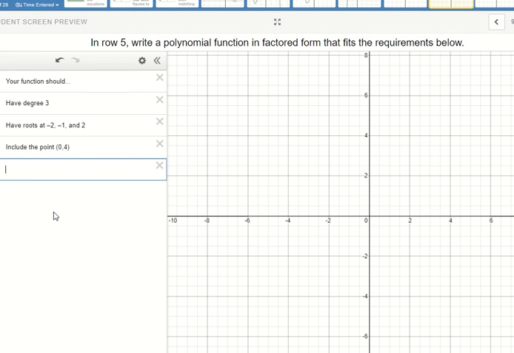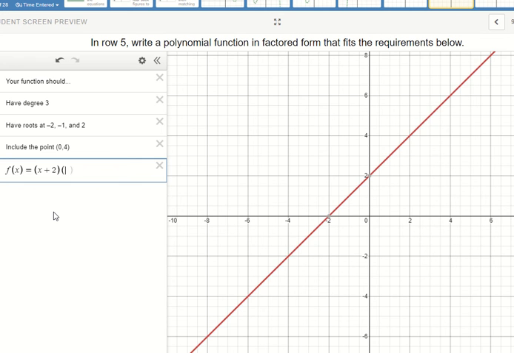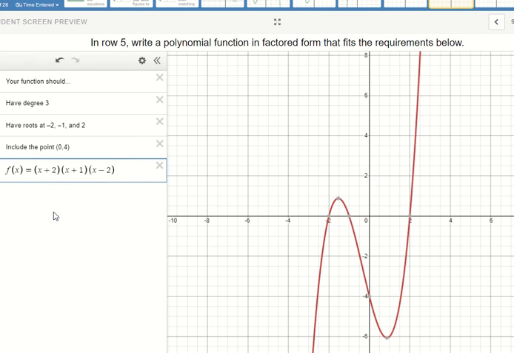So for starters, it's 3rd degree, and then the roots are going to be at -2. So this is going to be x plus 2 times x plus 1 times x minus 2. I'm just taking the roots and turning them into factors. And then it's got to be 3rd degree. This is 3rd degree, so we don't need to square any of these. It's good as it is.